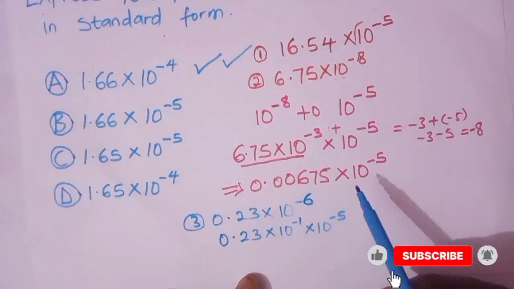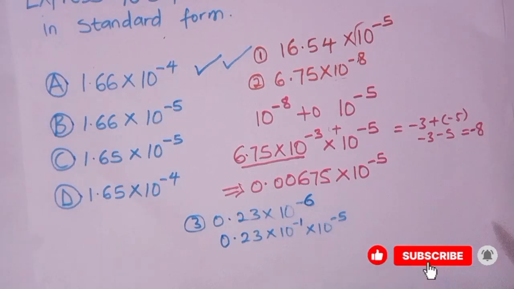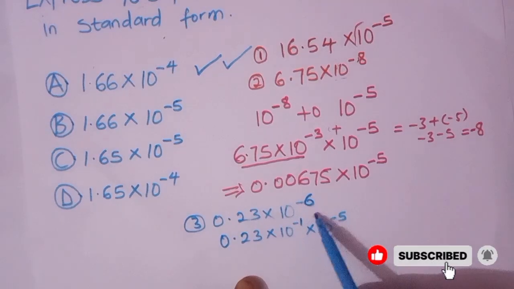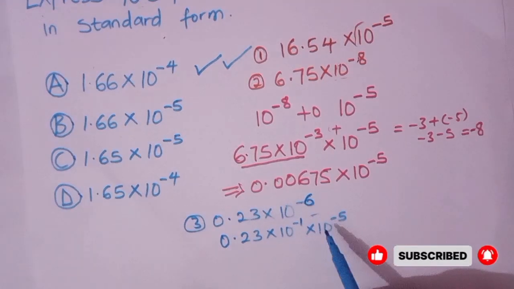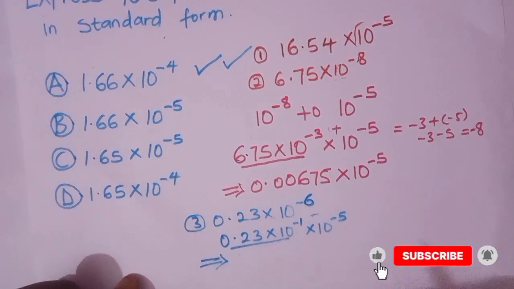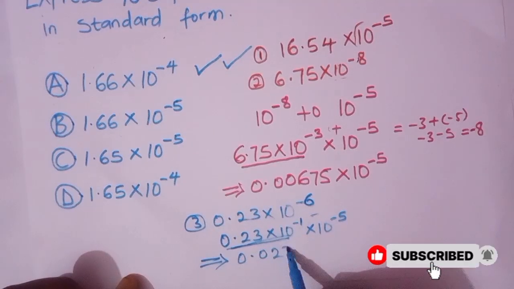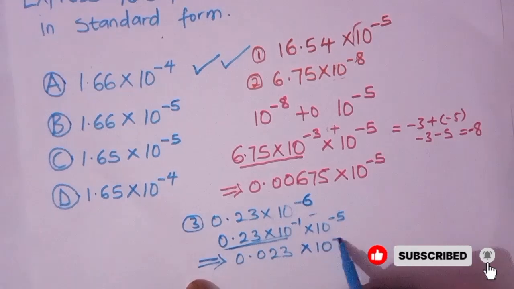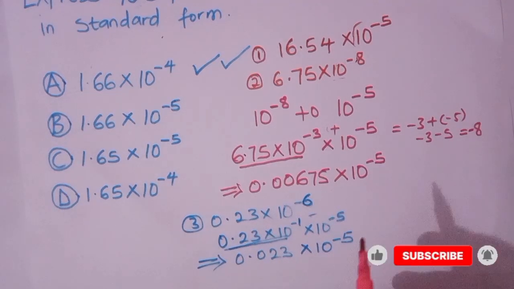We use the same pattern we used while finding the second term. I have said it before: when we are given the same base to multiply, we add the powers. If we add these powers, it will give us minus 6. So if we multiply this, it gives us 0.023 times 10 raised to power minus 5. Mission accomplished. So now we write everything together.